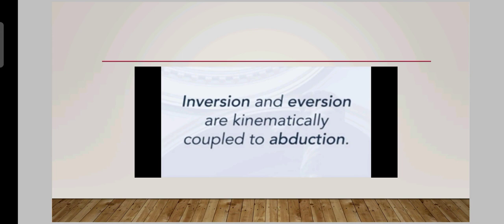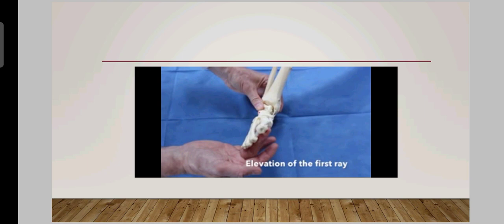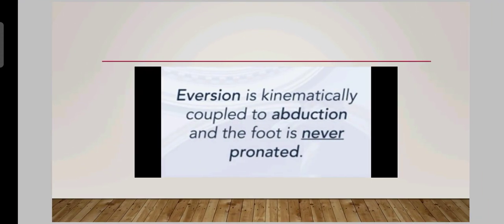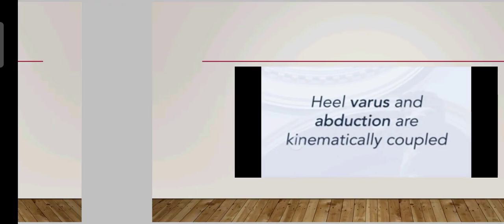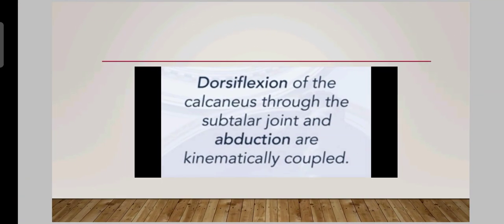Inversion and eversion are kinematically coupled to abduction also, and this is the kinematic coupling shown by the model of the skeleton. And this is elevation of the first ray to reduce the cavus deformity, and this is the first cast for correction of the CTEV. Eversion is kinematically coupled to abduction, and the foot is never pronated. Heel varus and abduction are kinematically coupled, and dorsiflexion of the calcaneus through the subtalar joints and abduction are kinematically coupled.